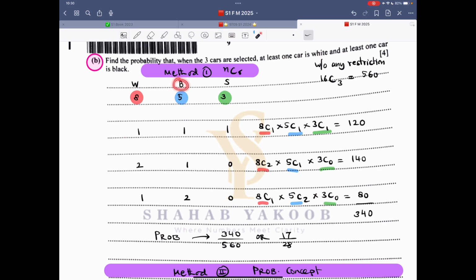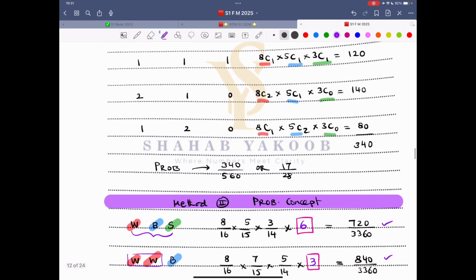So this is not blue. I'm just telling it as blue because it looks blue. It is blue, but officially this is black. So this is 1, 1, 1. This is 2, 1, 0. This is 1, 2, 0. Just apply the combination thing. 8C1 is for this. 5C1 is for this. 3C1 is for this. That's 120. Similarly 140. Similarly 80. That's 340. 340 over without any restriction, that is 560 right over here. So now you get this answer.